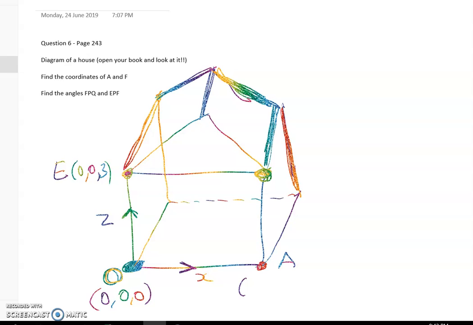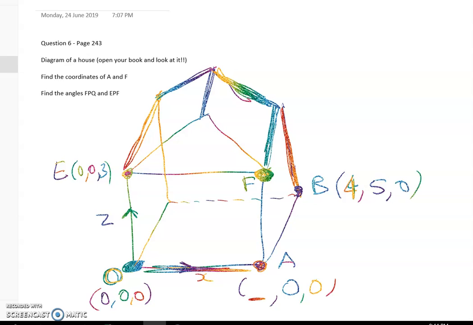So here's point F. The first part of the question says work out the coordinates of A and work out the coordinates of F. So how can I figure out F? Well, let's start with A. Here, we don't know the x coordinate, but that's the only one that's changed. So this is going to be 0, and this is going to be 0. This point back here, B, is at 4, 5, and 0. So if you think about the x direction, this 4 here has to match this 4 here. Right?